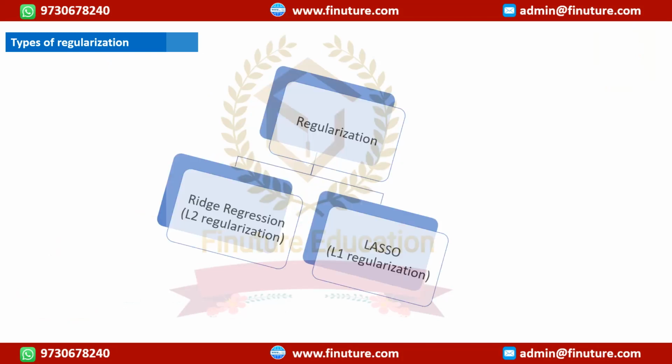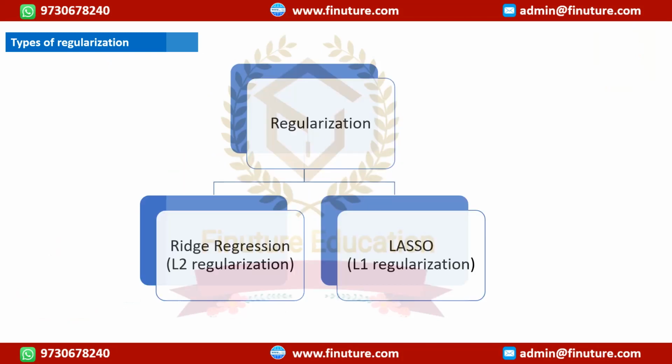So we covered what regularization is. The two types of regularization are ridge regression, also known as L2 regularization, and lasso regularization, which is L1 regularization, a synonym for lasso. So let's look into detail what these are.